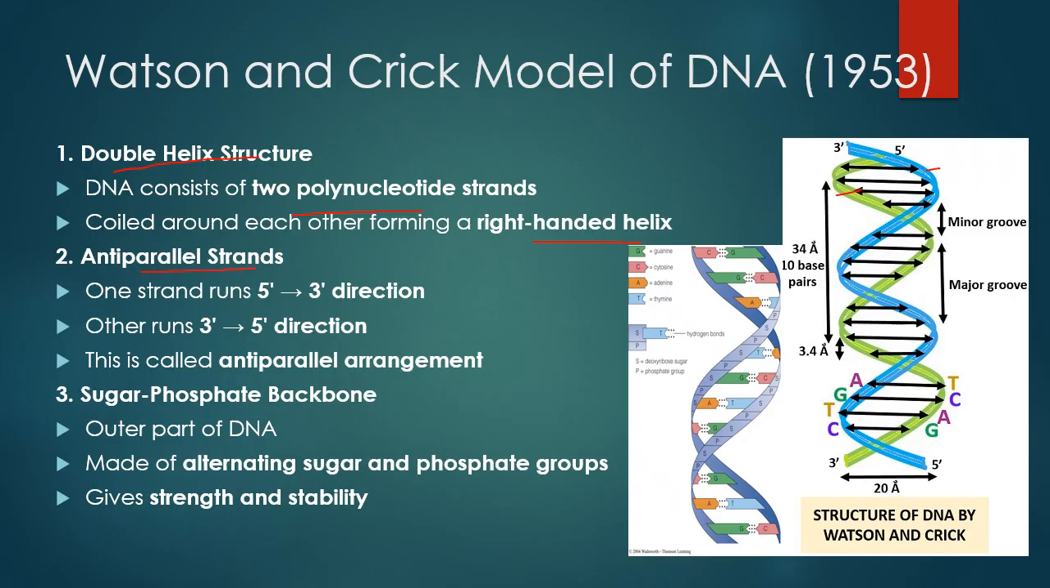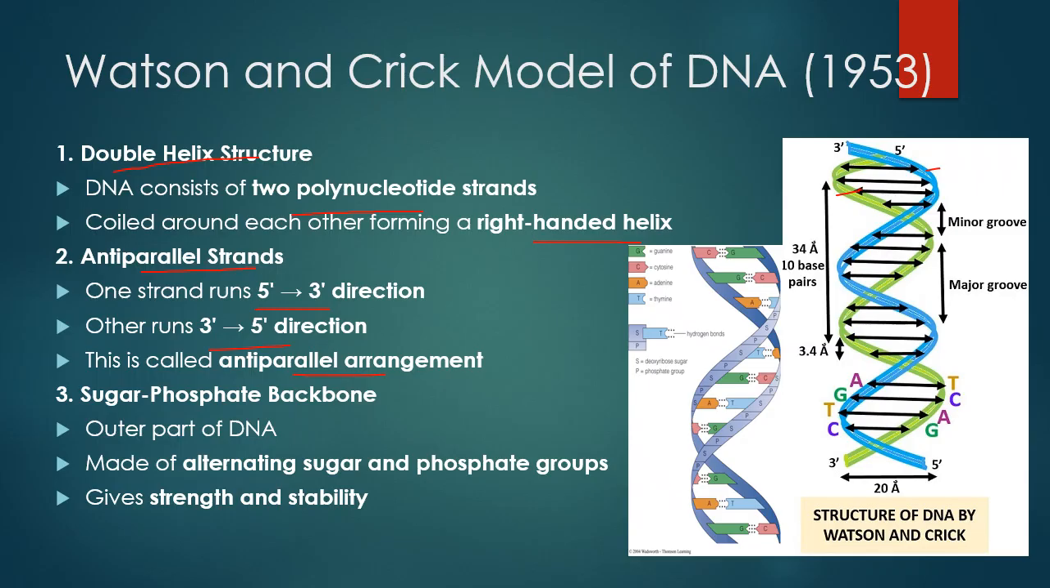Okay, and the second point is they're anti-parallel. One strand runs from 5 prime to 3 prime direction and the other strand runs from 3 prime to 5 prime, and that's why we call it an anti-parallel arrangement. You can see this green strand starts from 5 prime and eventually ends at 3 prime, and the blue strand is the opposite of that.